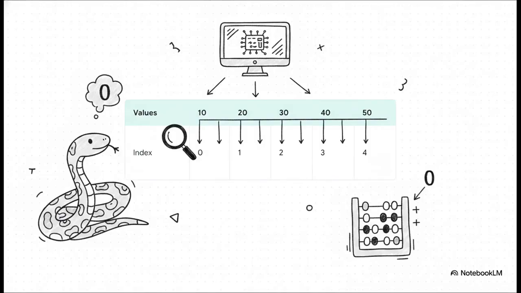Now, computers actually count these items in a very specific way. Every single value in your array has an exact position assigned to it, which we call an index. But here is the massive trick you absolutely must remember. In Python, the index always starts counting from 0, not 1. So our first value, 10, is sitting right there at index 0. The second value, 20, is at index 1, and so on, all the way up to index 4. It's kind of like a giant puzzle where every piece has its own exact slot.